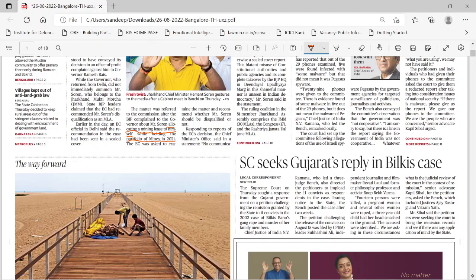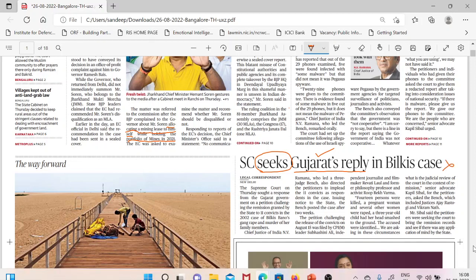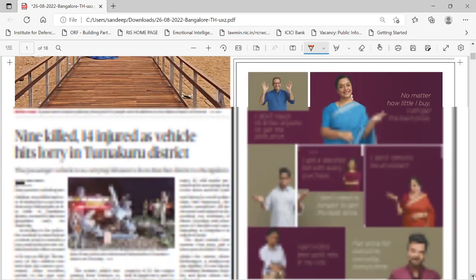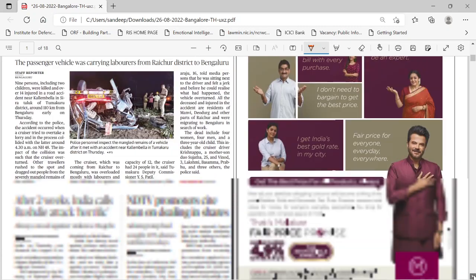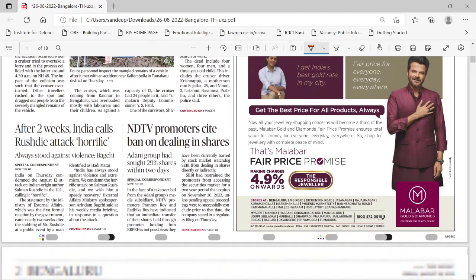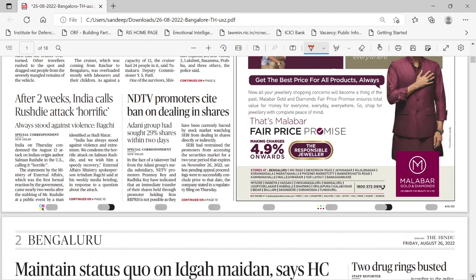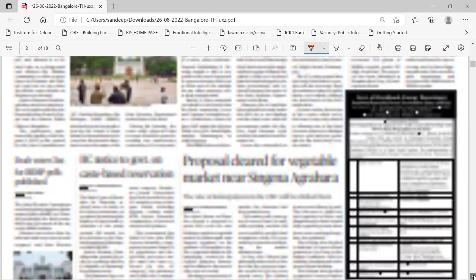Supreme Court seeks Gujarat's reply. Please understand, Supreme Court is asking the government to reply. Tomorrow the Gujarat government will reply. After that again something will happen. So it's a constant procedure that keeps on happening. Don't enter into the procedures. See, today's judgment I discussed. So that must be good enough. 9 killed not required. After 2 weeks India calls Rushdie attack not required. NDTV promoters not required. See guys, all these issues that you observe here are not so important for us.